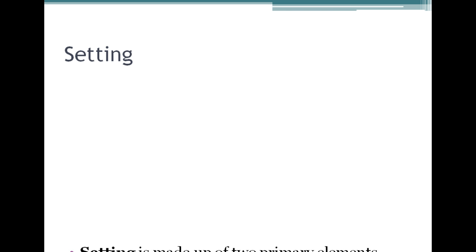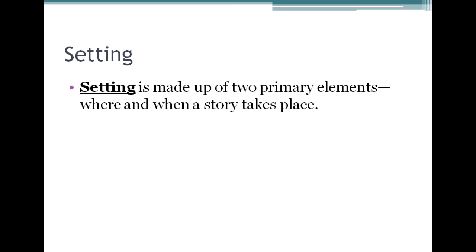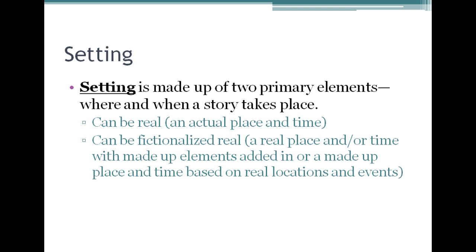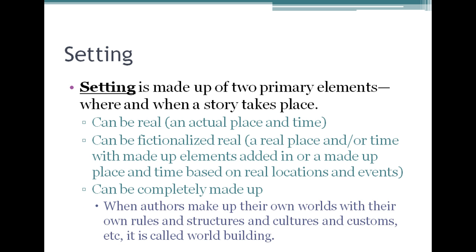All stories have setting. This is the where and when a story takes place. It can be a real place, an actual place, and an actual time. It can be a fictionalized real place or real time with made-up elements added in, or a made-up place and time based on real locations and events. Or it can be completely made up. When authors make up their own worlds with their own rules and structures and cultures and customs, we call it world building.